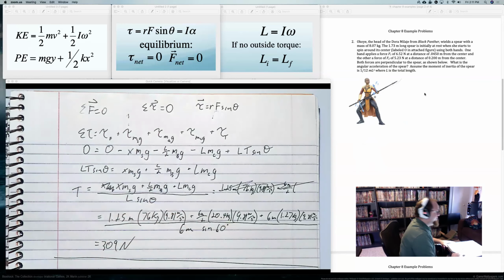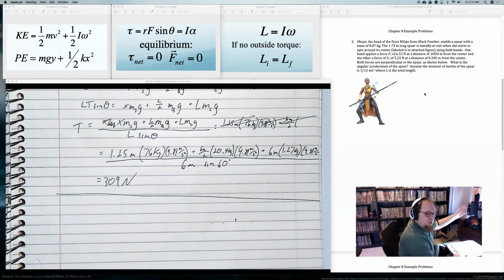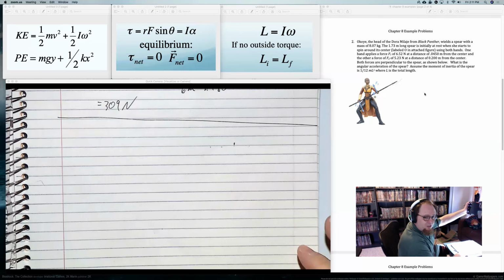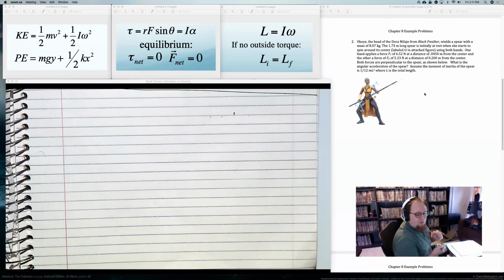This assumed equilibrium conditions. This assumed there was no angular acceleration. And this next problem, which is part of an old exam problem, does not do that assumption. It says Okoye, the head of the Dora Milaje.